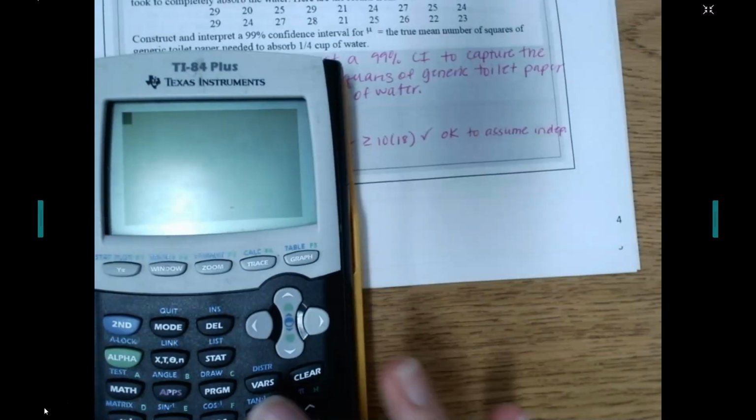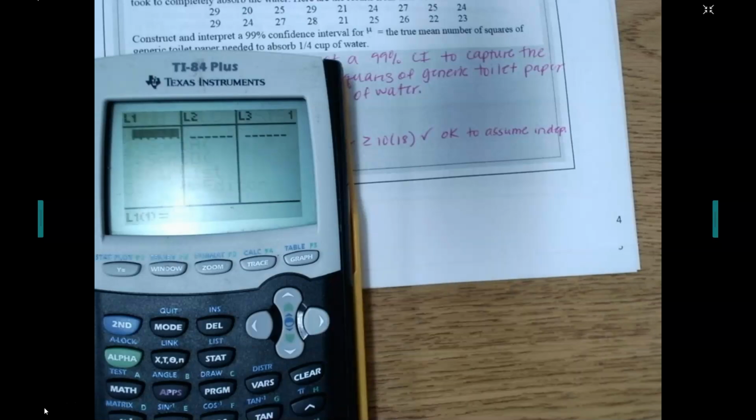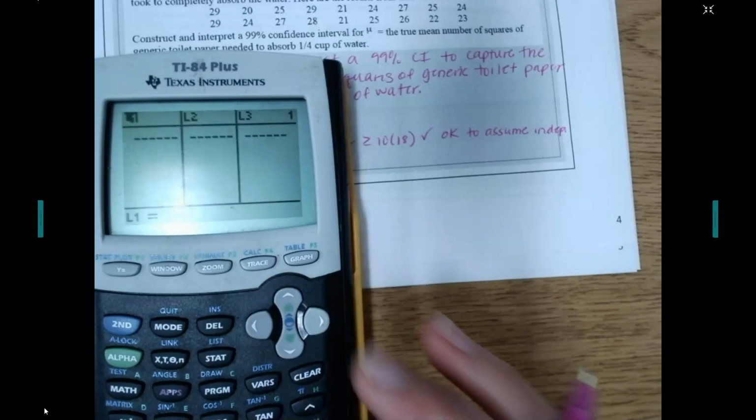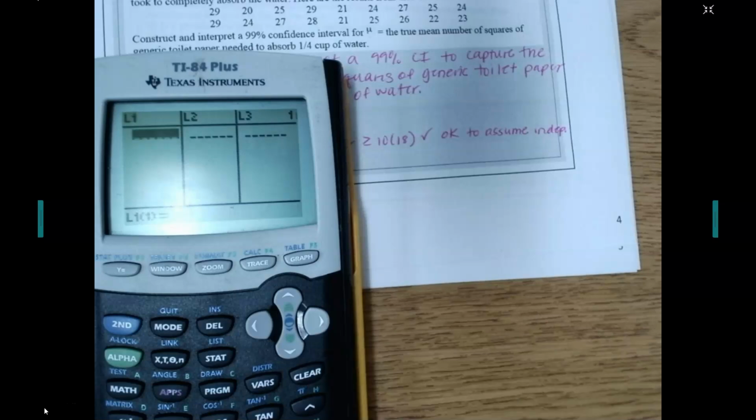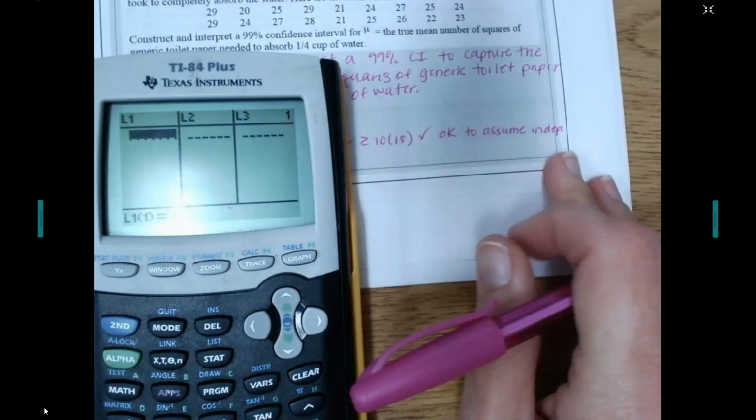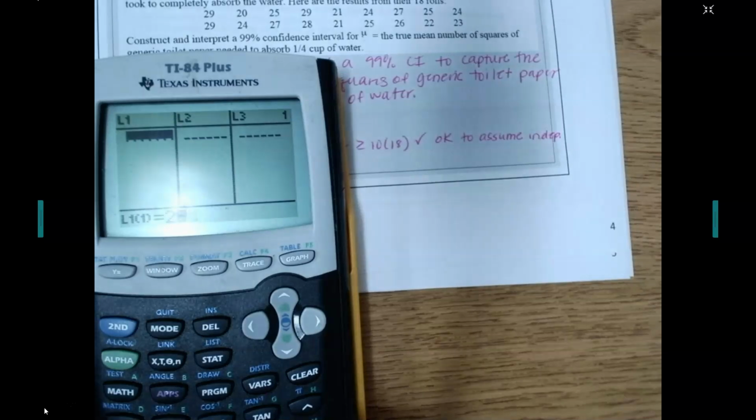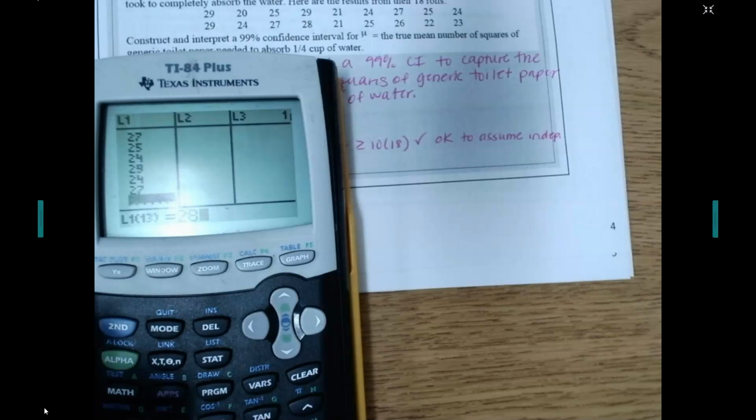Okay? So on your calculator, you go to Stat, Edit. If you have anything in your list, highlight the list, hit Clear, and then Enter. Clears it out. And then go ahead and type all 18 values in your list right now. Okay. Make sure I have them all in here.